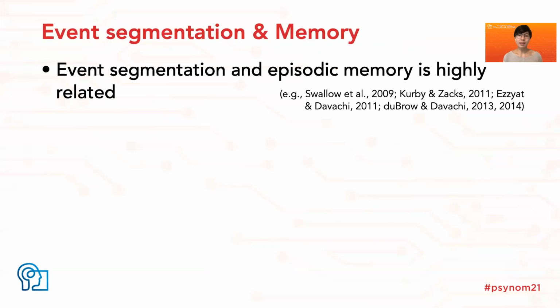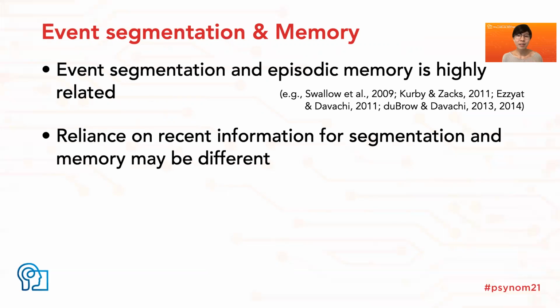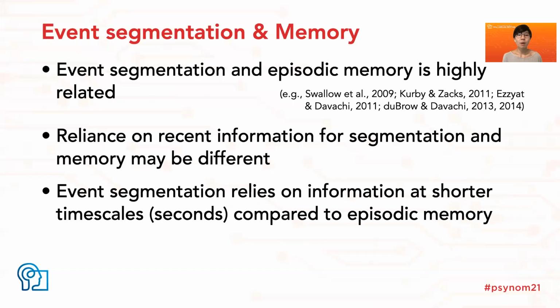So we know from past studies that event segmentation is highly related to episodic memory formation. However, this study suggests that even though event segmentation and episodic memory may share overlapping mechanisms, there may also be differences. Particularly, their reliance on information from the recent past seems to be different. While event segmentation can rely on information at shorter timescales, episodic memory requires information at longer timescales.